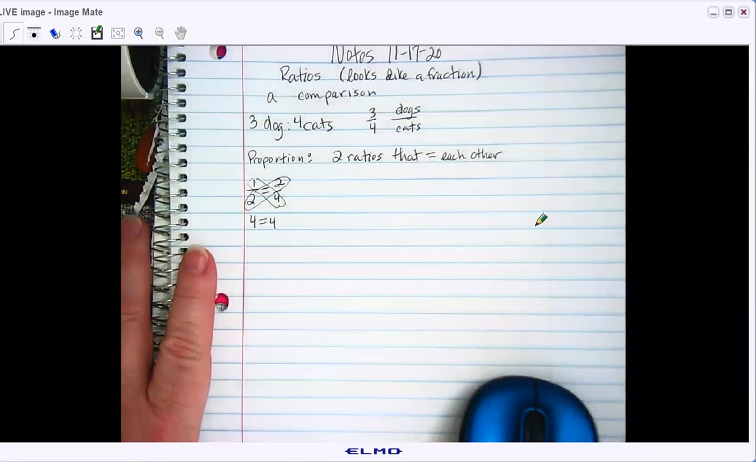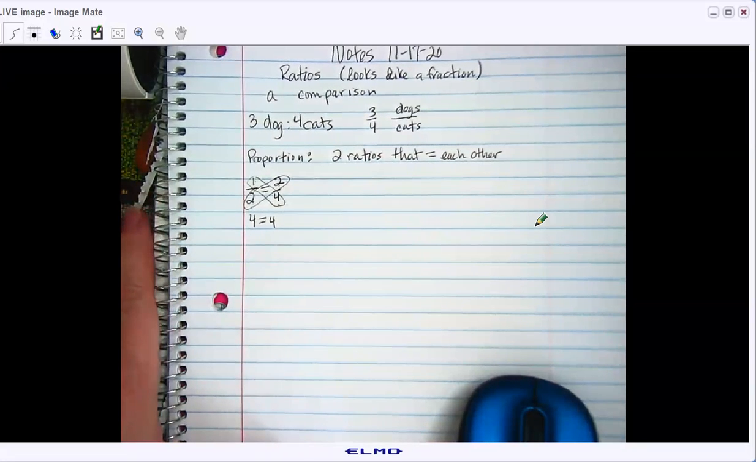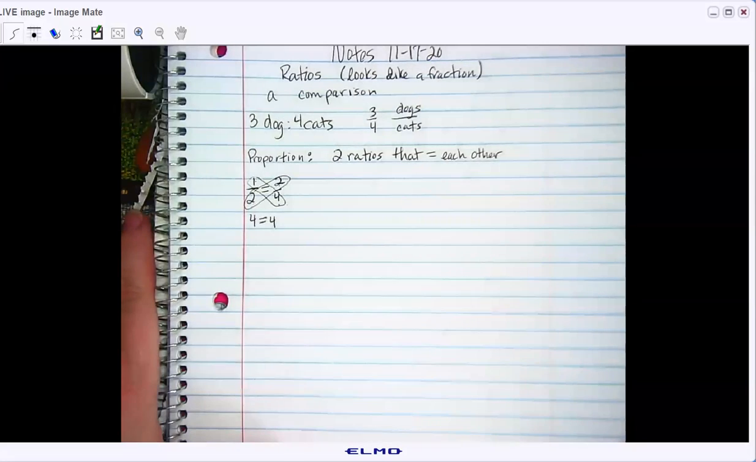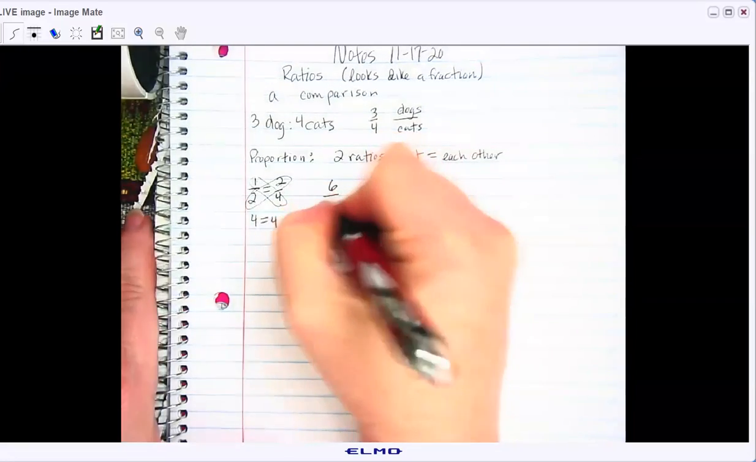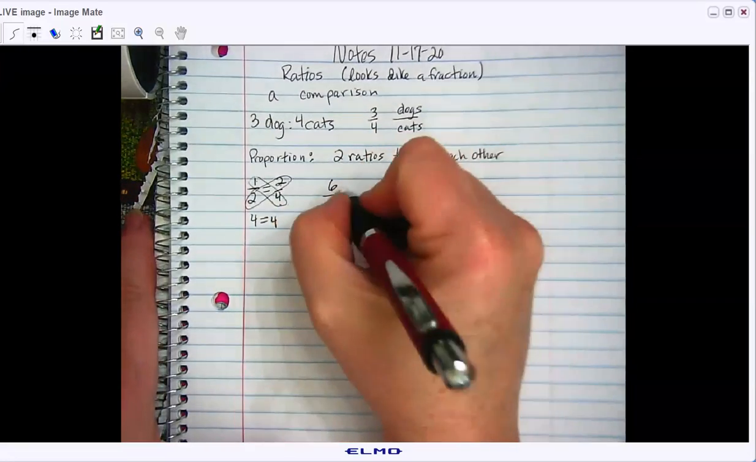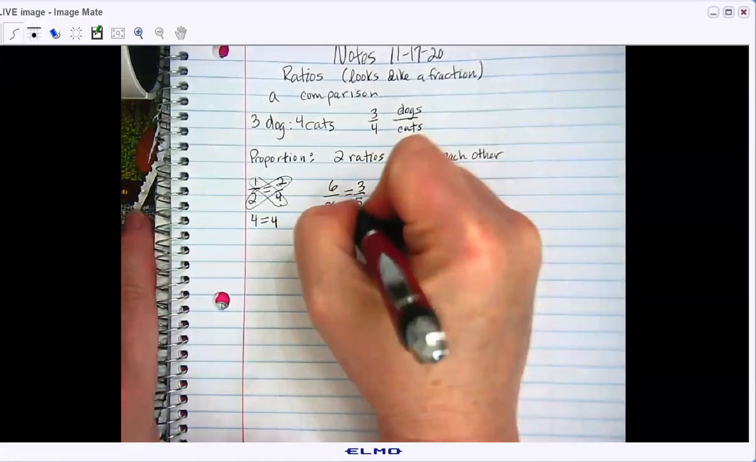And this is the basis of what we're actually doing today, is the cross multiplying. I have 2 ratios, 2 comparisons, I make a proportion, okay? And we're going to be able to solve for variables. So our whole premise is something like 6/x is equal to 3/5.